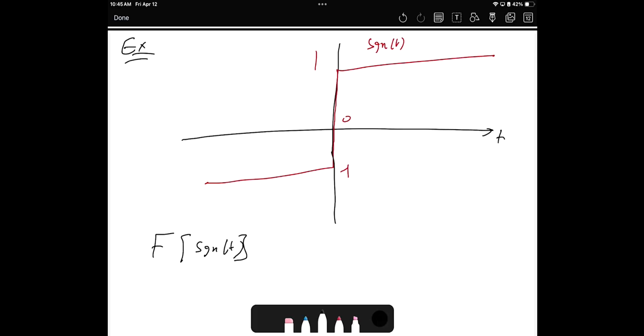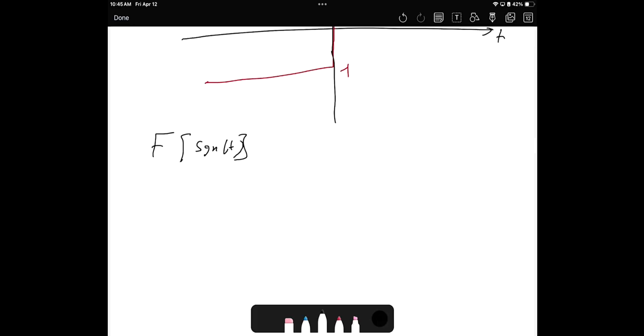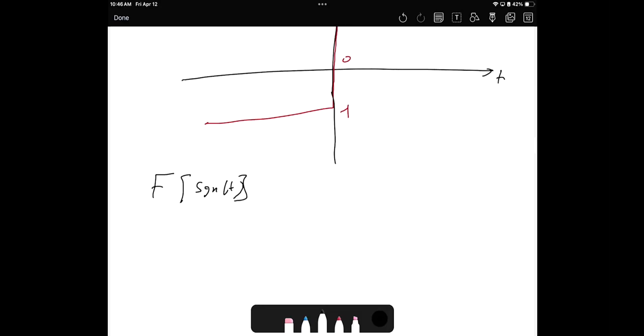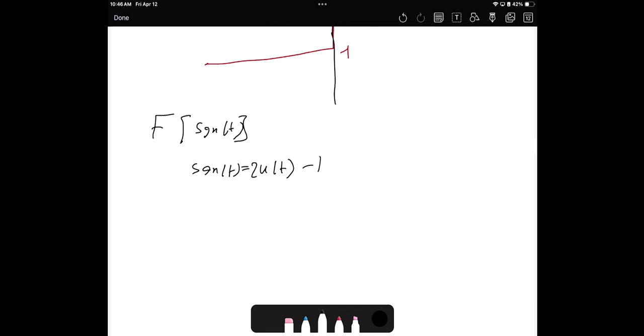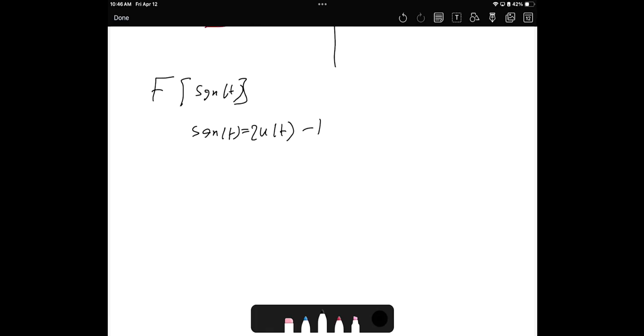Okay? So the sign function, it is u of t or 2u of t minus 1, right? 2u of t minus 1. Then, how do we find the Fourier transform of the sign function?